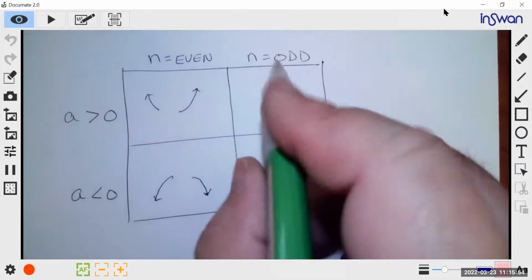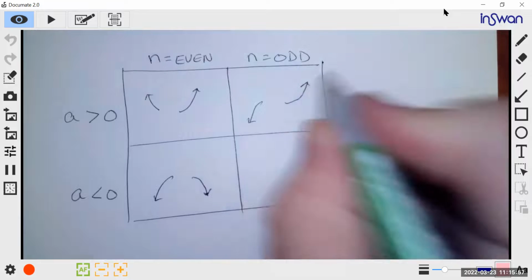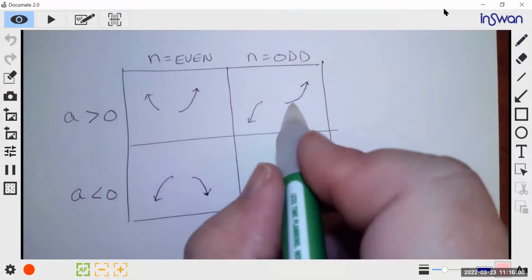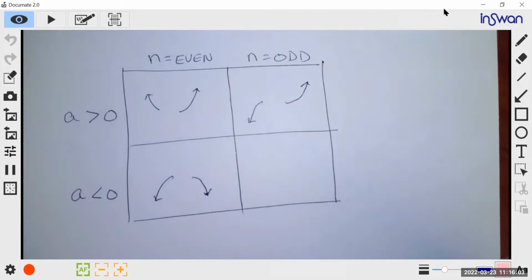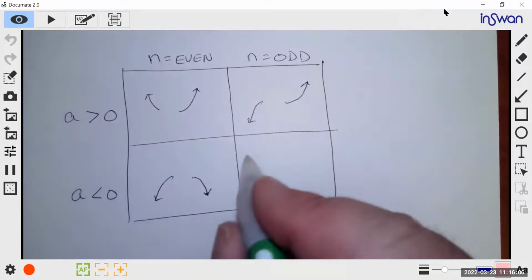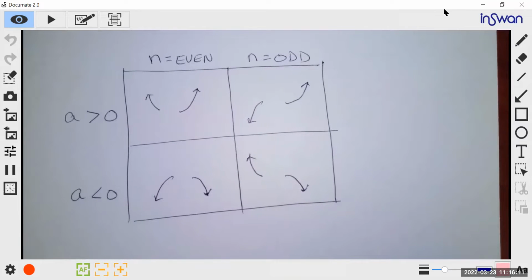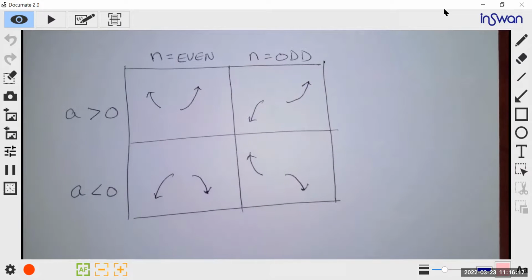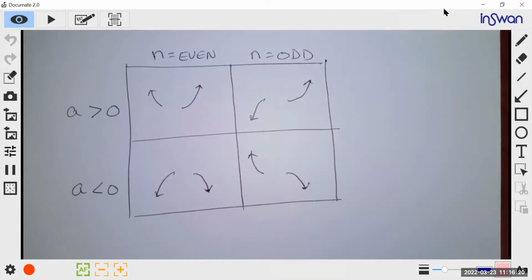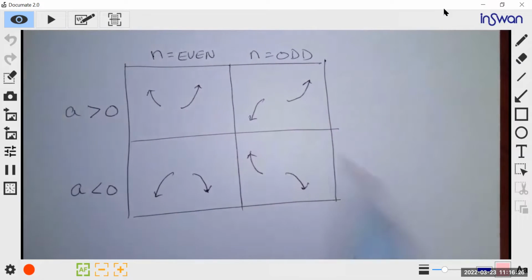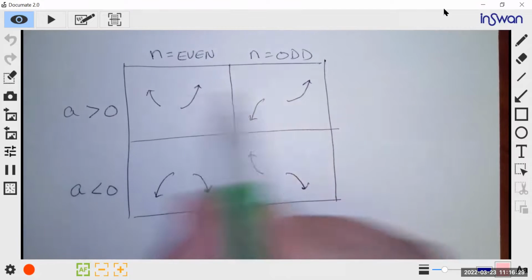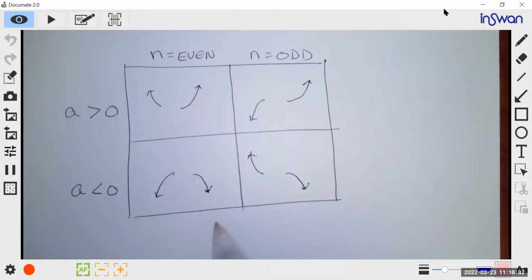If A is positive and n is odd, it's an increasing function, meaning the right side goes up, the left side goes down. If it's negative, it flips. So we can tell a lot just by looking at the polynomial itself. If I give you any polynomial, you can look at the leading term and see what the basic shape of the graph is going to be. Then you can look at the constant term and see where it crosses the y-axis.